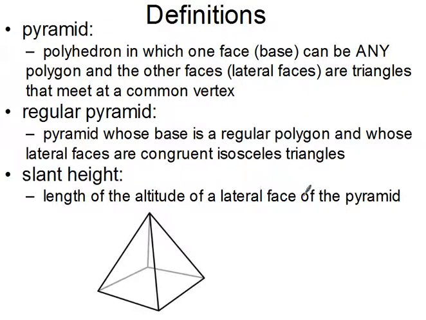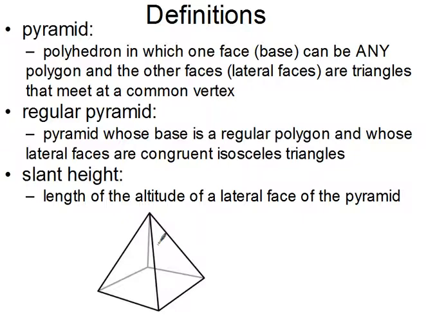Alright, next shape on the agenda is a pyramid. It's a polyhedron where one face can be any polygon. So the bottom of a pyramid can be a triangle all the way up to a million-gon if you want it to be. One face, which we call the base, will be the bottom of the pyramid most of the time, and can be any polygon. And then the other faces, which we call the lateral faces, are all the faces around the top of the pyramid. They're all triangles and they all meet at a common vertex.